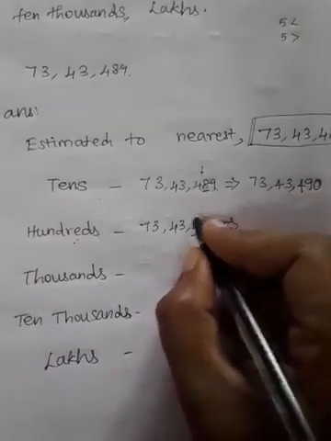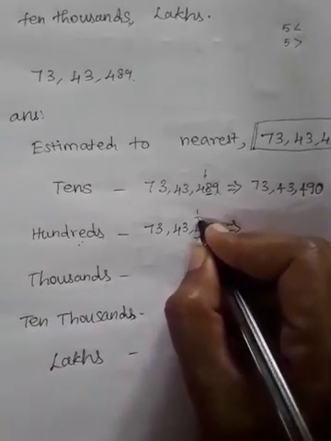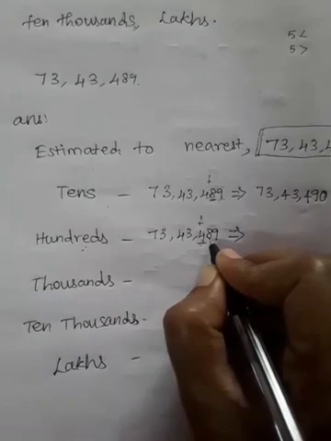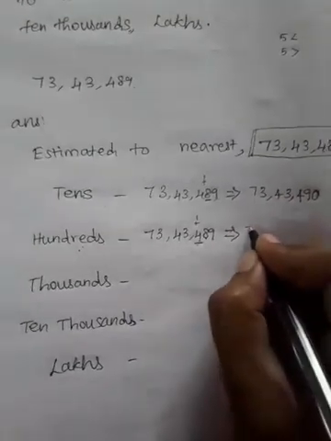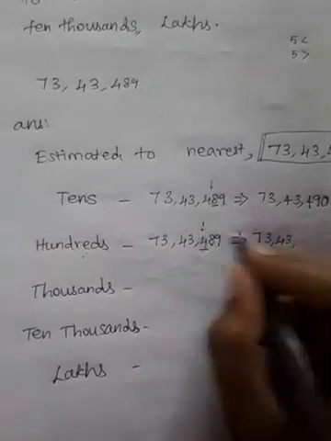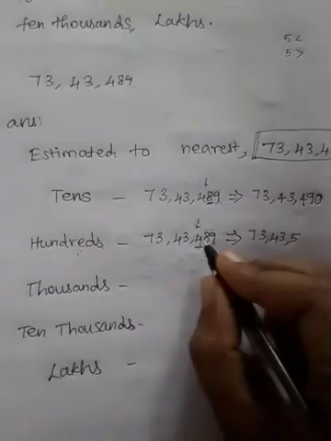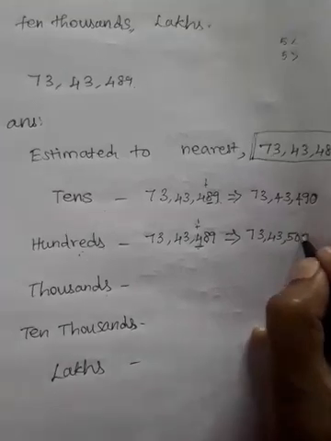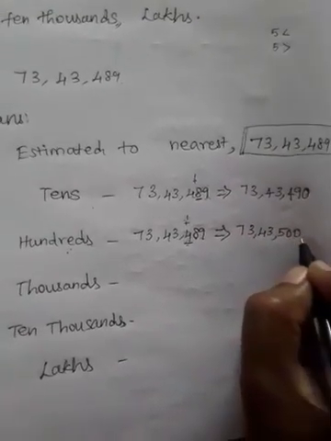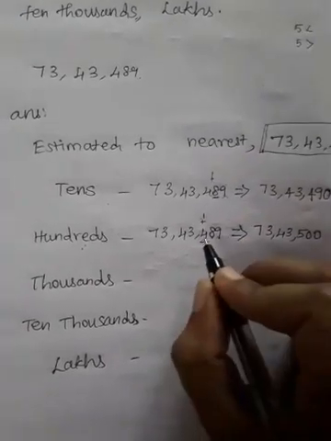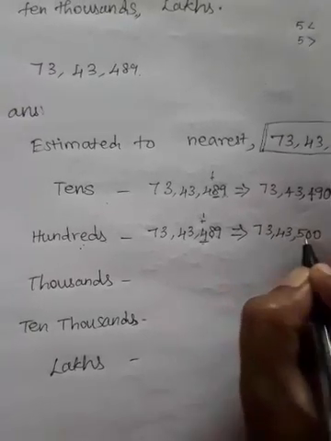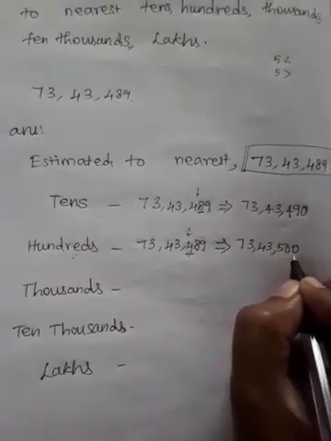8 is greater than 5. So what do you want to do? You want to add 1 to this 4. Then all the remaining numbers on this side are 0. Okay, I will write 73 lakhs 43,000. 4 plus 1 is equal to 5. Then the remaining numbers are 0. So 489 can be estimated as 500. You understood now? 489 can be estimated as 500.